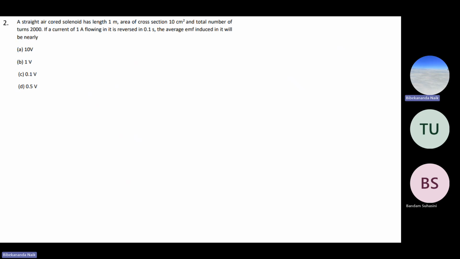So there is a solenoid and the core is made up of air. So there is no core, only air. The length of the coil is 1 meter and the area of cross section of the coil is 10 centimeter square, and the total number of turns is 2000, and the current flowing through the circuit changes in 0.1 second. So the average EMF which will be produced will be nearly equal to how much? So I request you to try this question. Then after a few minutes we will solve.